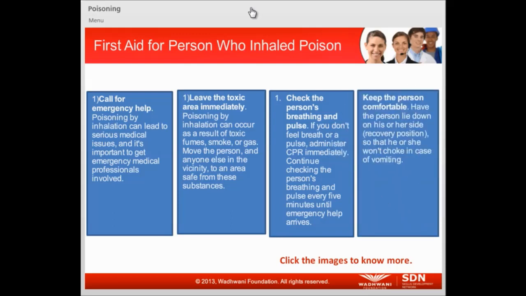Step 4. Keep the person comfortable. Have the person lie down on his or her side, in the recovery position, so that he or she won't choke in case of vomiting.